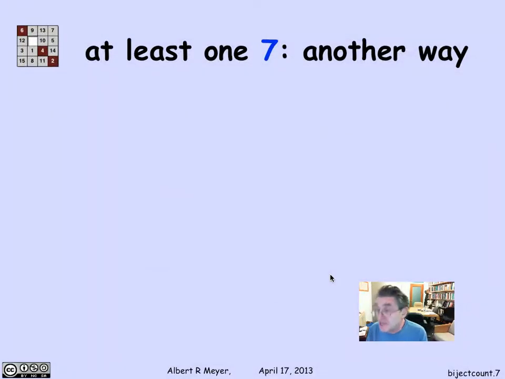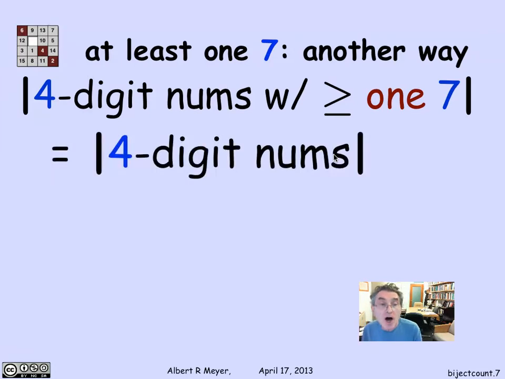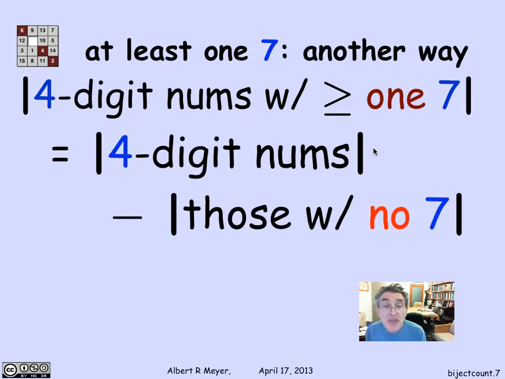There's another standard trick that comes up in combinatorics: how do you count the number of 4-digit sequences with at least one 7 by counting their complement. Count the number of 4-digit numbers that don't have any 7s and simply subtract that number from the total number of 4-digit numbers, and that's going to be the numbers that are left over that have a 7.